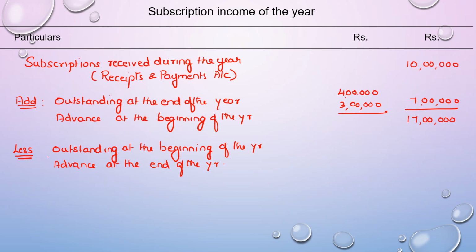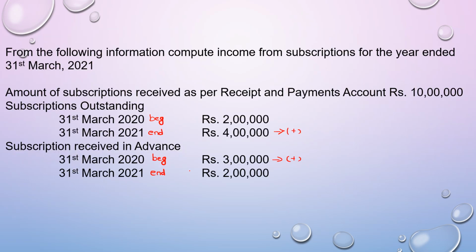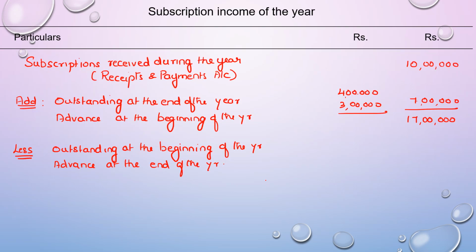Now going to the less amount: outstanding in the beginning and advance at the end. That is outstanding in the beginning, that is subtract 2 lakh, and advance at the end is 2 lakh. So write it here, 2 lakh and 2 lakh. Total 4 lakh. So we get 13 lakh. This is the subscription income of the year.